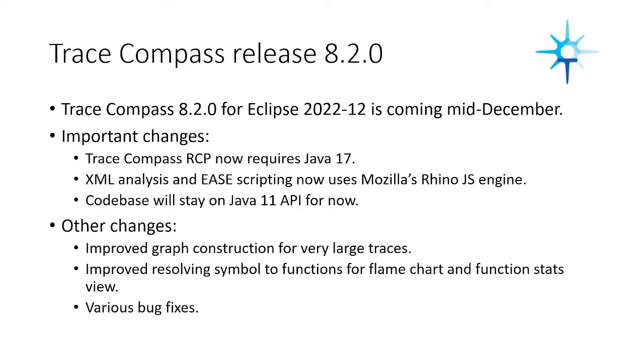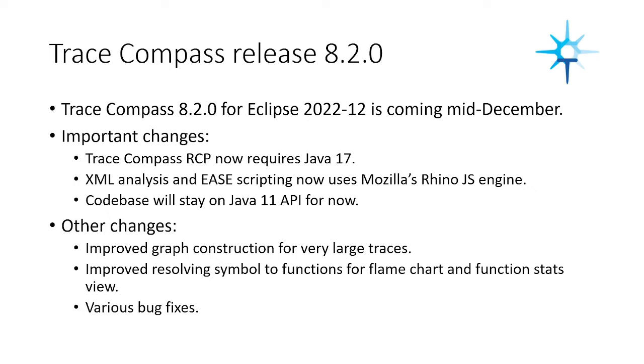First of all, some dependencies of the Trace Compass application now require Java 17 to run. Therefore, the Trace Compass RCP will now also require Java 17 from now on. Because the Nashorn JavaScript engine was removed from OpenJDK in Java 15, Trace Compass will now use the Mozilla Rhino JavaScript engine for its XML analysis and scripting. The codebase, however, will stay on Java 11 API for now, so that users can build recent Trace Compass code using all the target definitions.